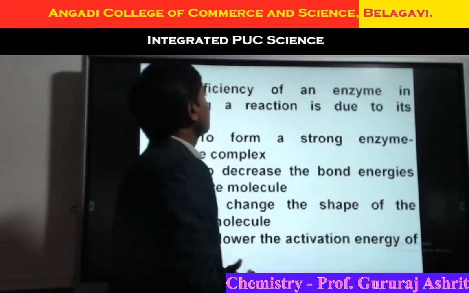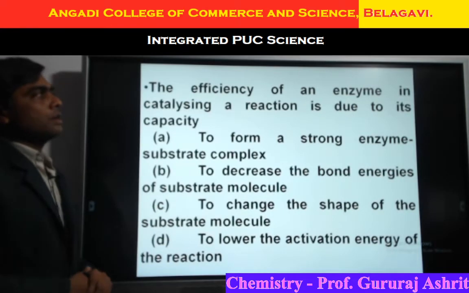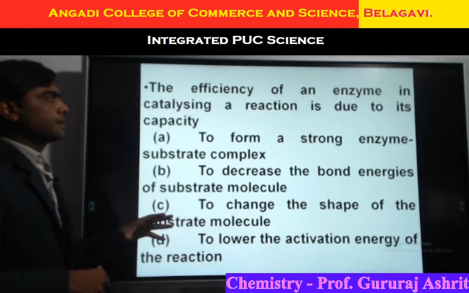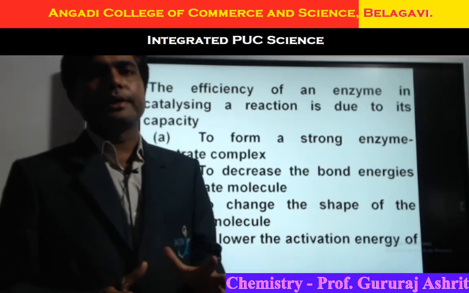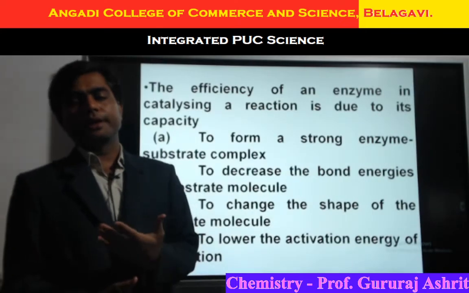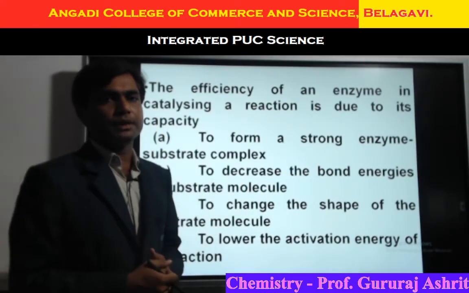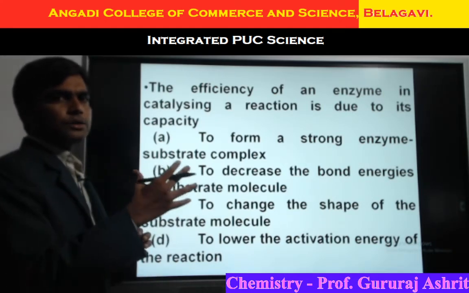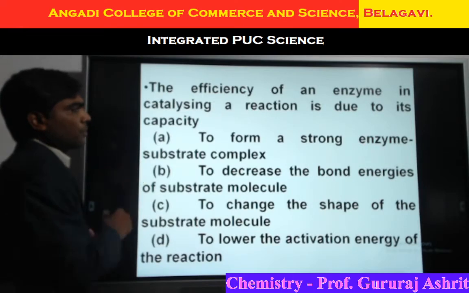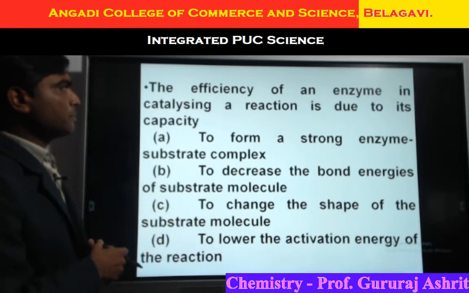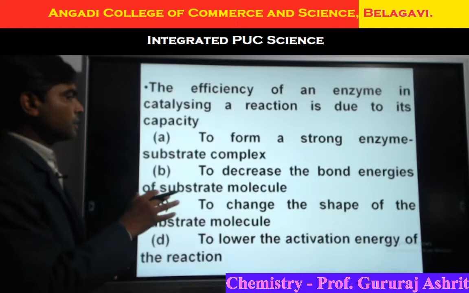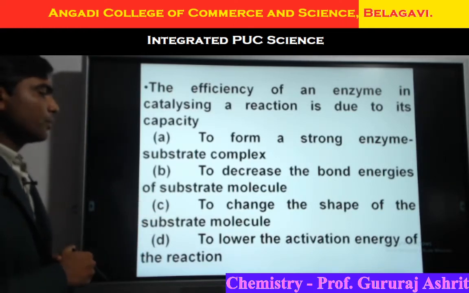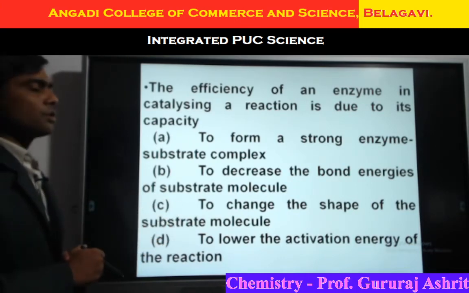Okay. So next question: the efficiency of an enzyme in catalyzing a reaction is due to its capacity. Again, the next question is related to enzymes only. If you read the properties or characteristics of enzymes, you can understand this question and solve it. Today I have taken simple as well as medium questions. Okay, first option: to form a strong enzyme substrate complex, to decrease the bond energy of substrate molecule, to change the shape of the substrate molecule, to lower the activation energy of the reaction.